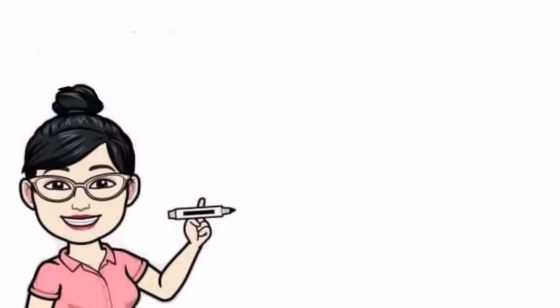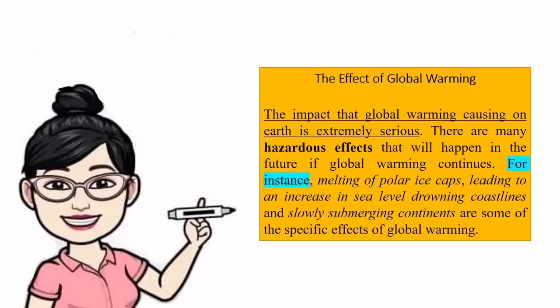Here is an example of a paragraph following a general to particular pattern of idea development. The effect of global warming. The impact that global warming is causing on Earth is extremely serious. There are many hazardous effects that will happen in the future if global warming continues. For instance, melting of polar ice caps, leading to an increase in sea level, drowning coastlines and slowly submerging continents, are some of the specific effects of global warming.